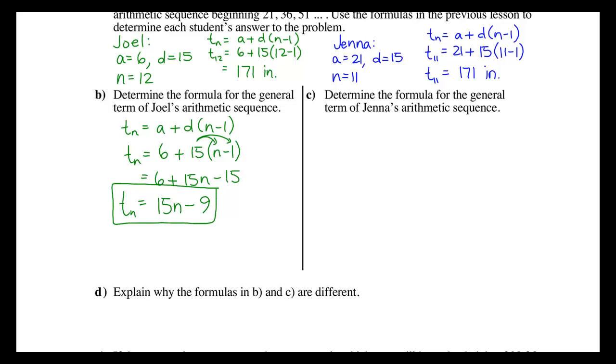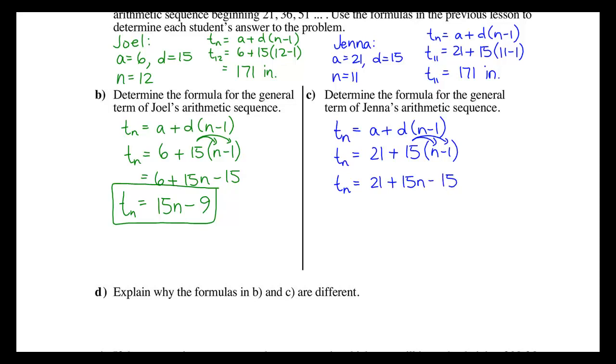For Jenna, same idea. Tn equals A plus D times N minus 1. I plug in everything I know except for the N value. A is 21 this time. Our common difference is 15. I'm going to keep that N minus 1 there. I'm going to multiply that 15 through the brackets again. And I get Tn equals 21 plus 15N minus 15. And this time we're given 15N plus 6. So this is our general term for Jenna.